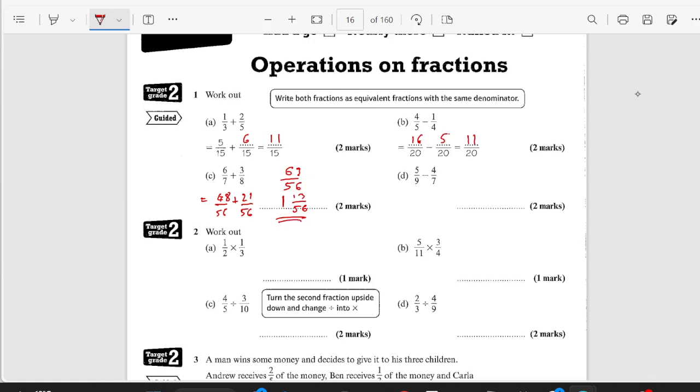And then for part D, again, we're going to put these over a common denominator, and this common denominator is going to be 63. To do that, I'd be timesing the first fraction by 7, so we're going to have 35, and the second one by 5, so we would have 36.